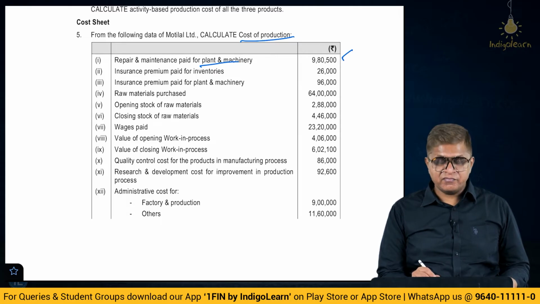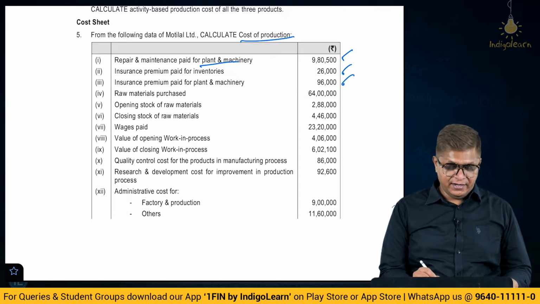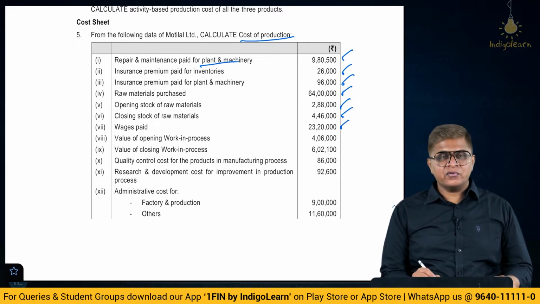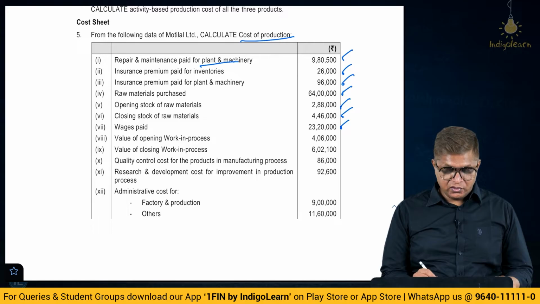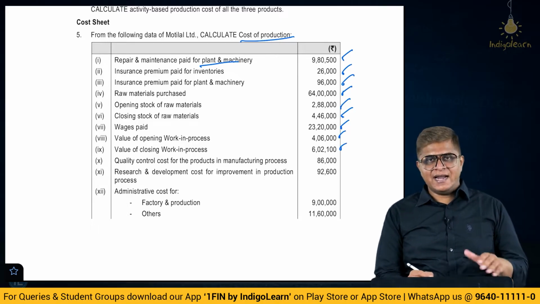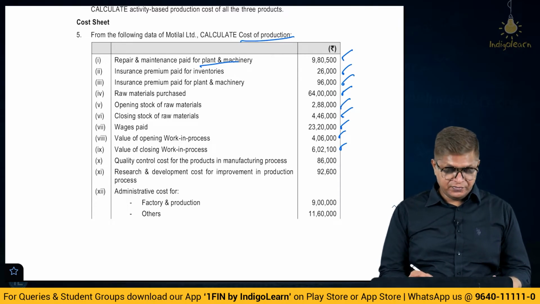Next, insurance premium paid for inventory. Yes, insurance premium paid for plant and machinery. Alright. Raw material purchased 64 lakhs. Opening stock of material we will add. Closing stock of raw material we will deduct. Wages paid 2320. Value of opening work in progress 4,06,000. Value of closing work in progress. So this we need to adjust. Add opening, deduct closing, arrive at the final cost.